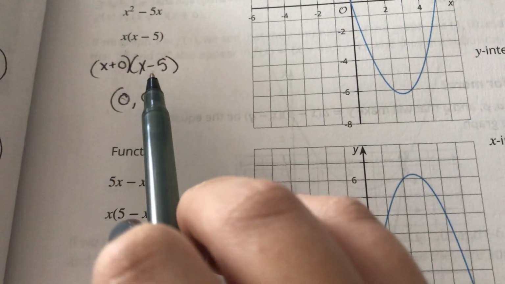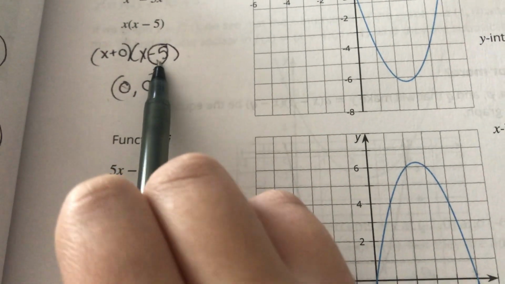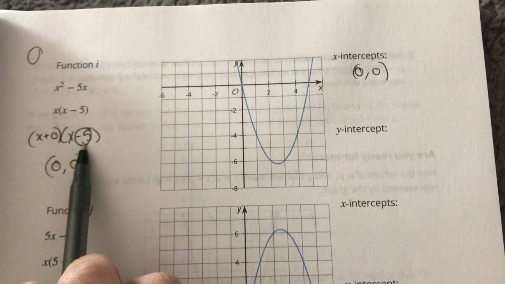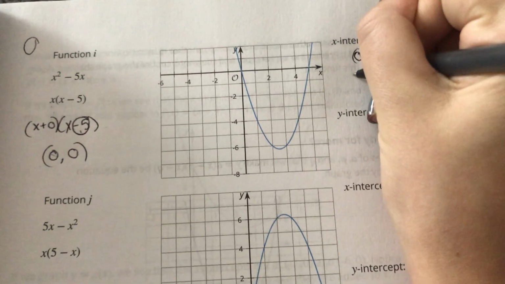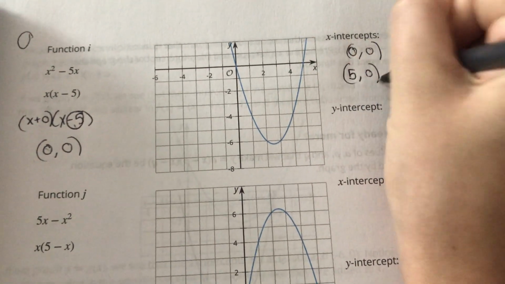And then here I have the actual value. I have negative 5. So I must flip the sign. So instead of having negative 5, my intercept is going to become positive 5, comma 0.